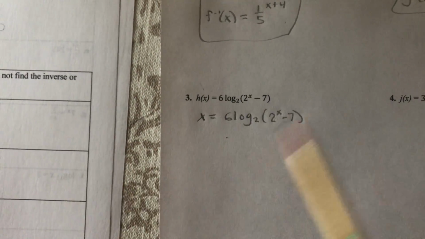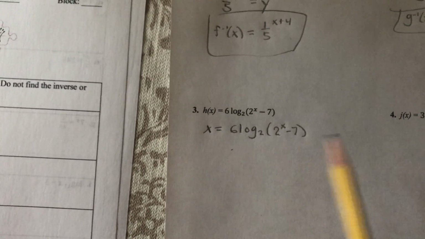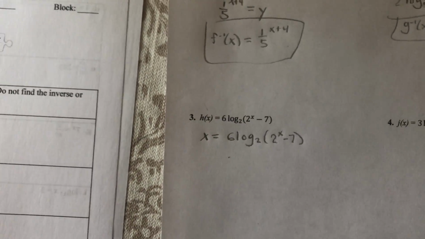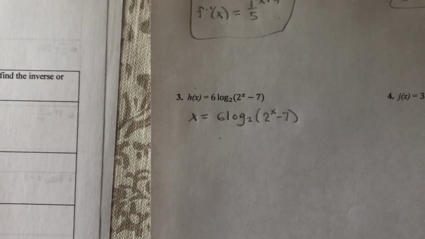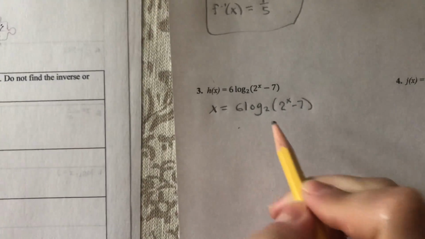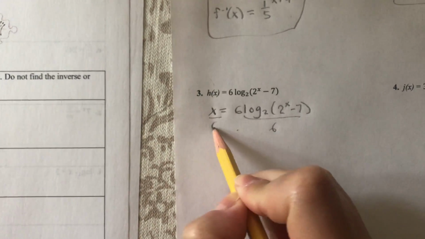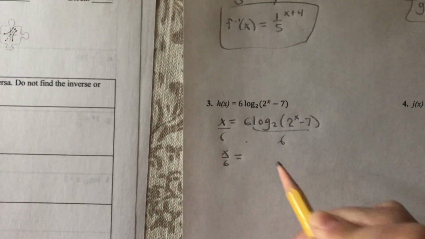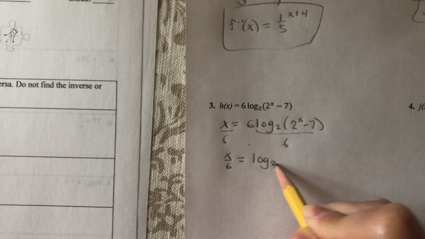You can't just move the stuff over, okay? You can't just move the 2 over. It's a subscript. The 6 doesn't belong to the log. It's just saying that the log is being multiplied by 6. So the opposite of multiplying by 6 is dividing by 6. Get the log, get the exponential alone before popcorning or reverse popcorning it.